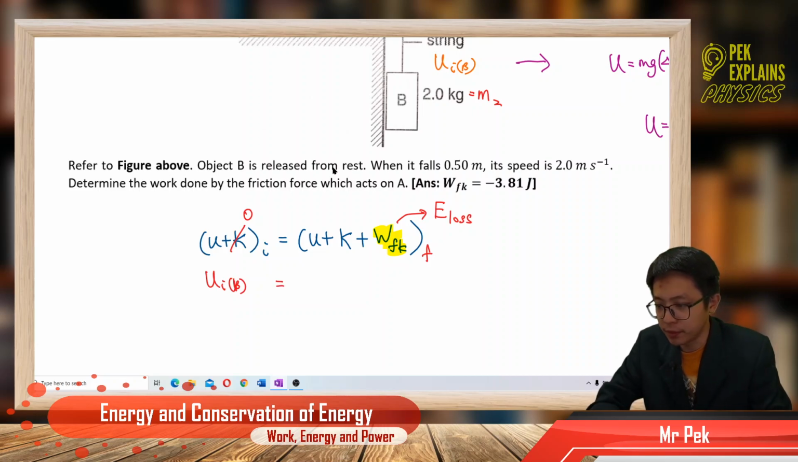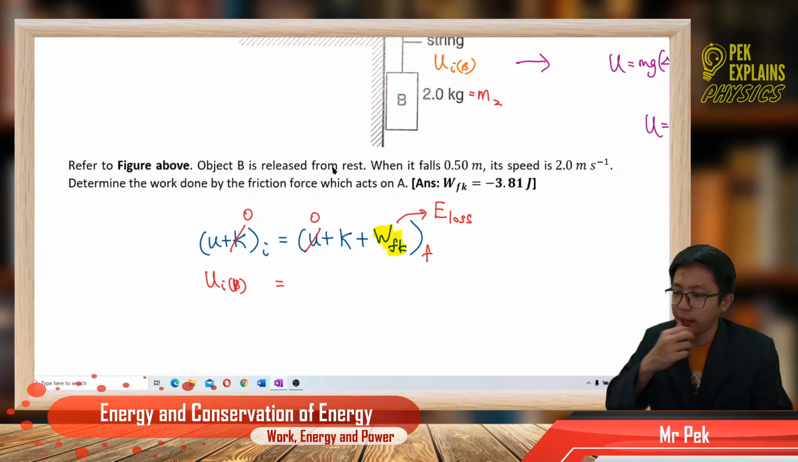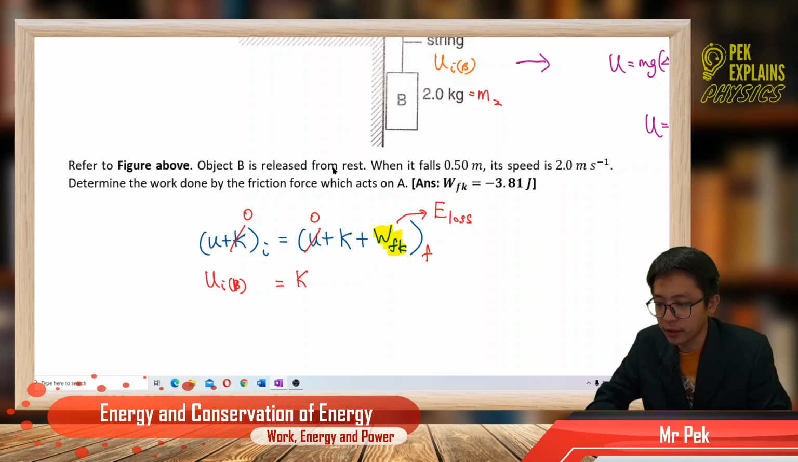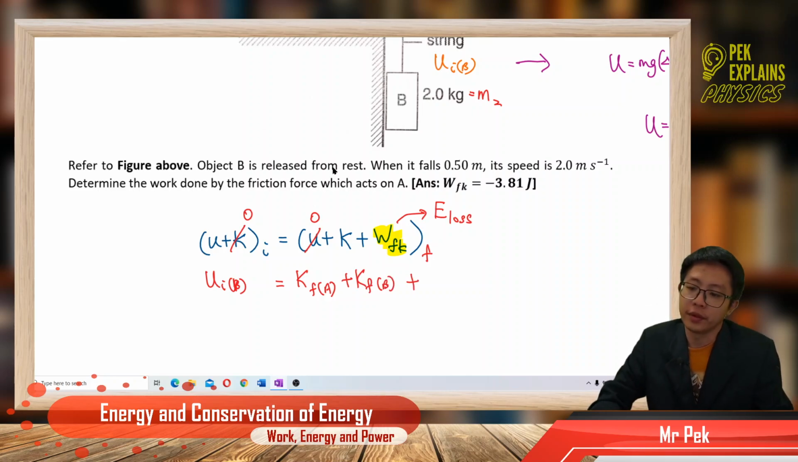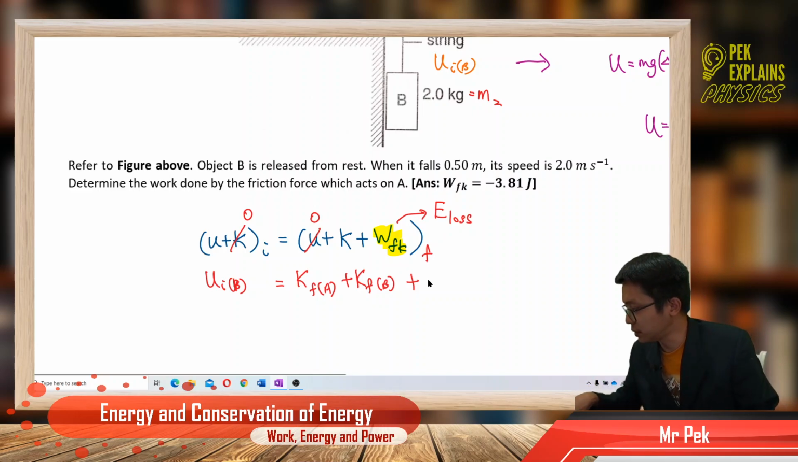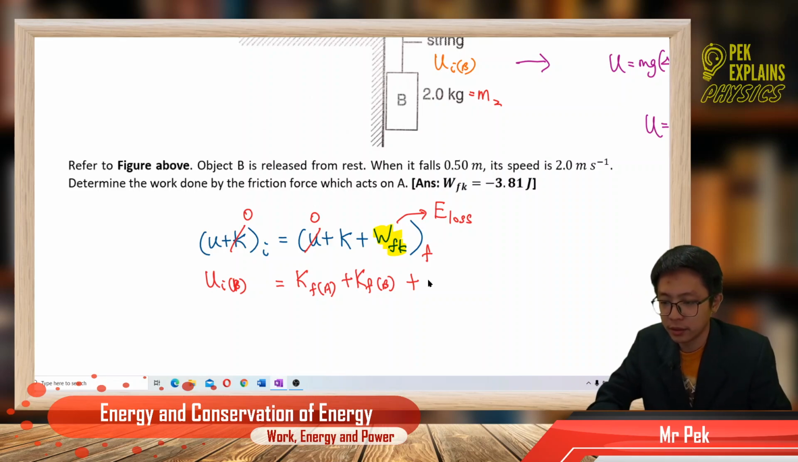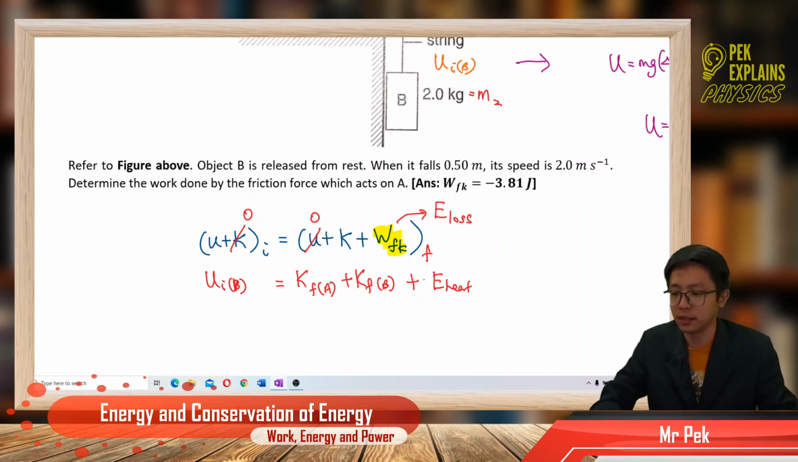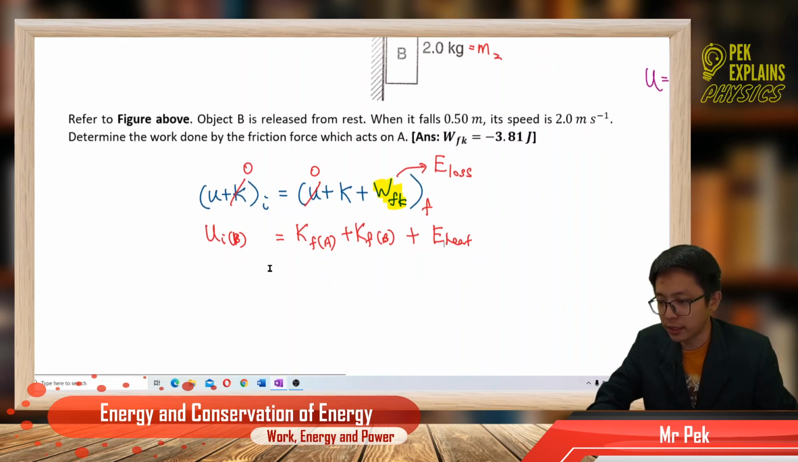And finally, it has zero potential energy, but it has kinetic energy: the final kinetic energy for block A, and also the final kinetic energy for block B. And some part of the initial energy has turned into work done against friction. So this is the energy loss, or we can say energy lost as heat. Then we apply the formula.